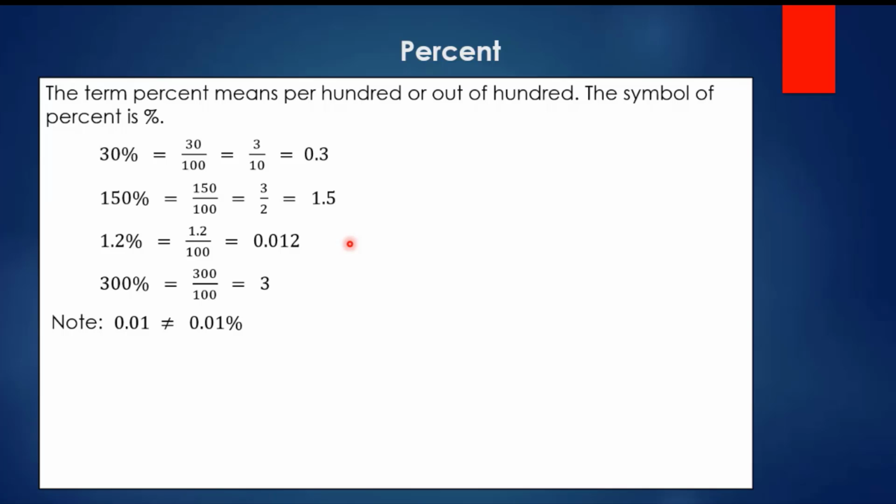You can even have it in ratio. 3 over 10 is the same as 3 ratio 10. 3 over 2 is the same as 3 ratio 2. So 3 ratio 2 is the same as 150%. We've talked about that in ratio as well. You can check the video.